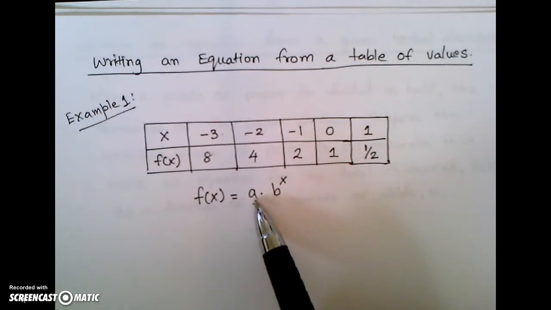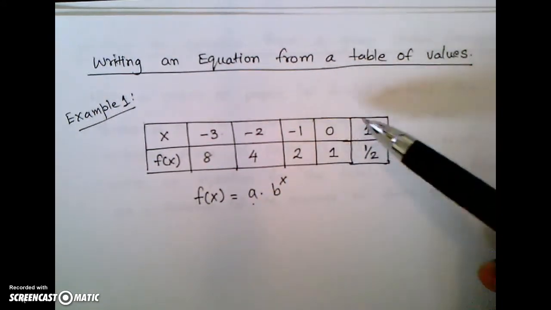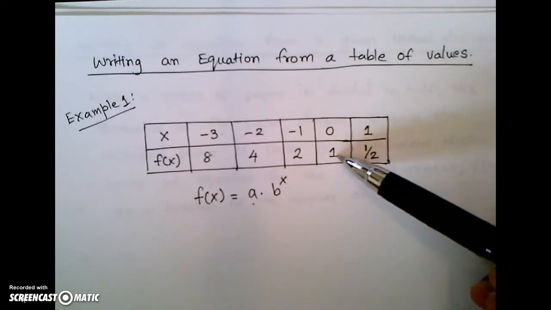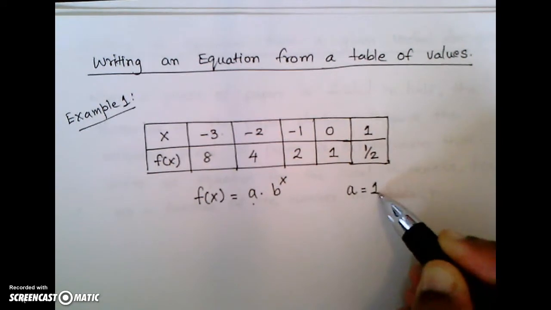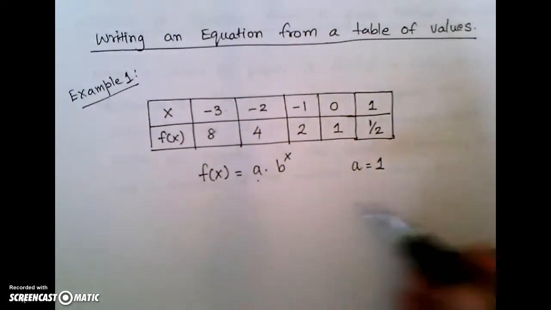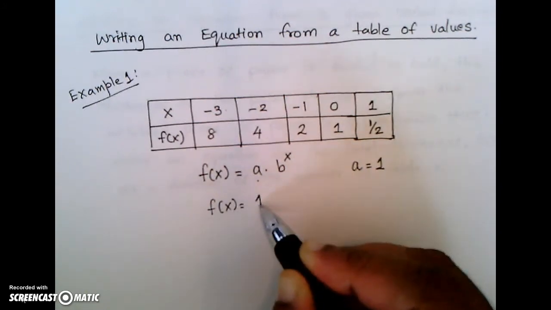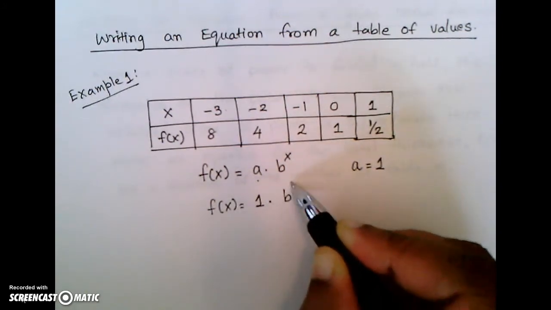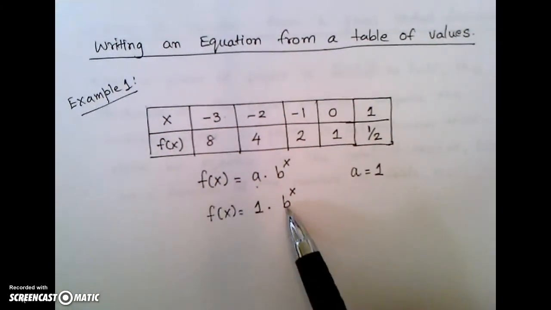I know the y-intercept is the value of y when x is 0, right? So the value of y when x is 0 is 1. So my a is 1. Alright, so I'm going to plug that into my equation. F of x equals 1 times b to the power of x. Still have to figure out what b is.